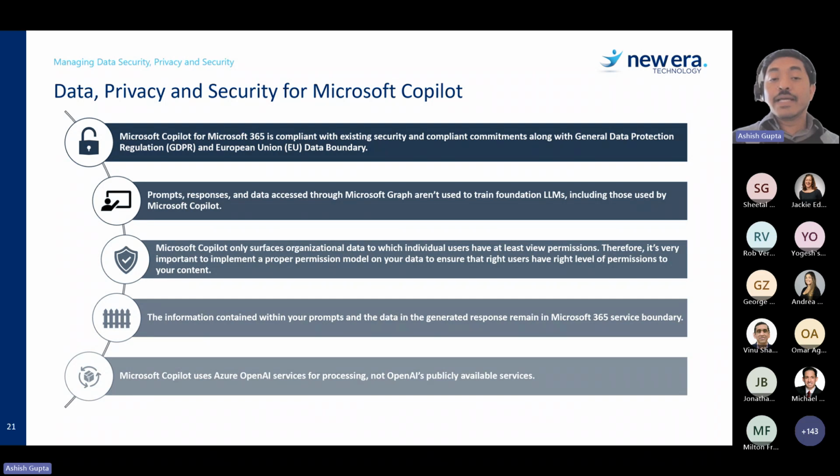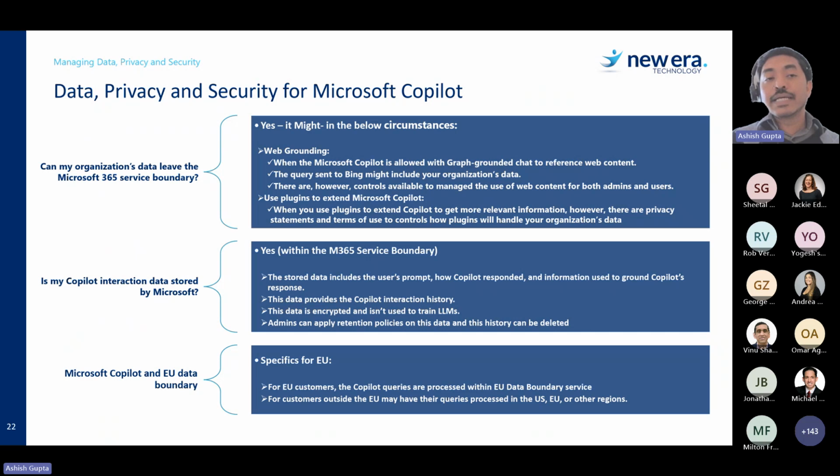Like I said about permission trimming, users see what they are authorized to. They should have minimum view permission to see the information returned by Copilot. So that's all secure. And any information you ask, or any data gathered within this process, stays within the 365 service boundary. It doesn't leave that. Also, Copilot uses the Azure OpenAI services, not OpenAI's publicly available services. So it's all secure. Now, quick points here: can your data leave the 365 service boundary? Yes, it might.